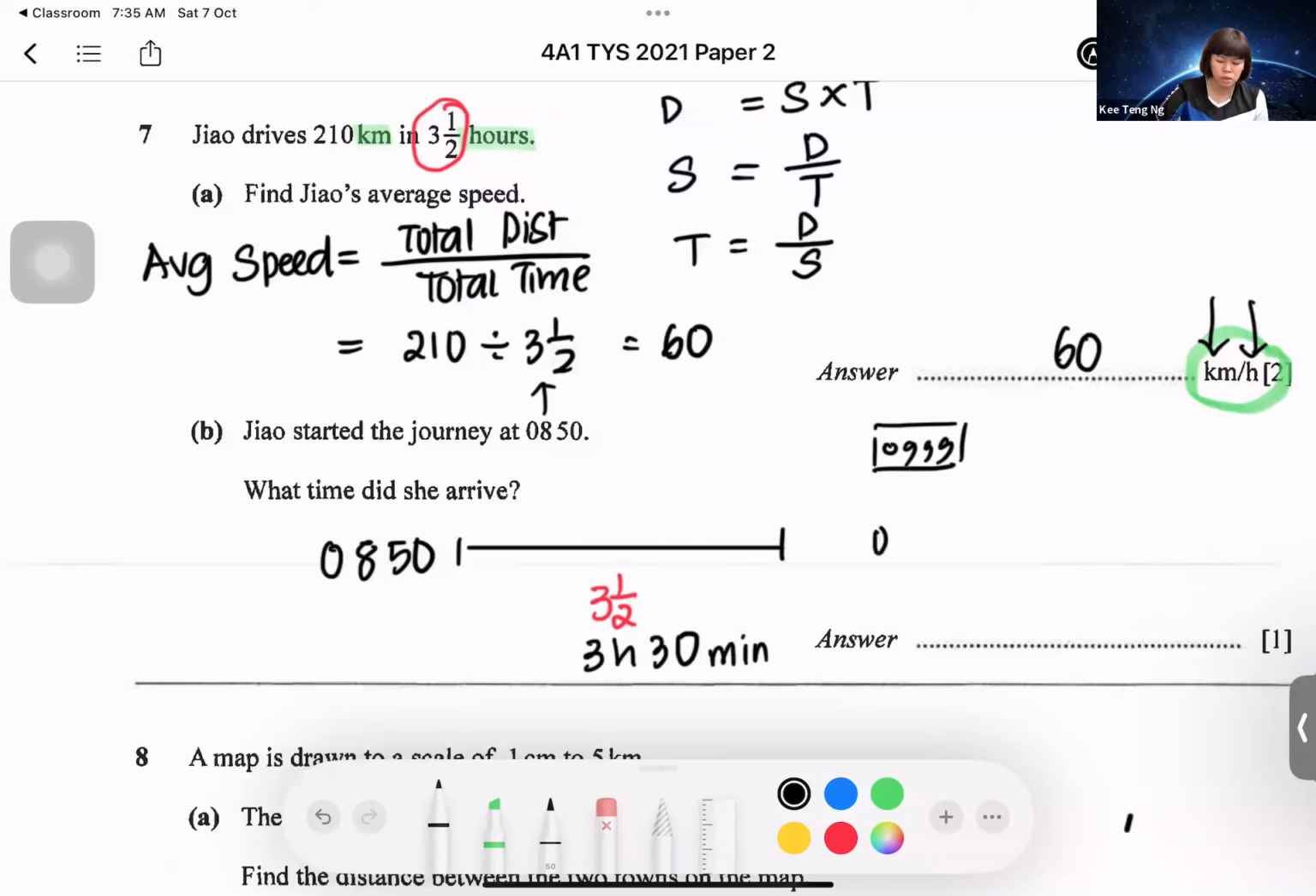So this one will be 08 hours 50 minutes plus 3 hours 30 minutes. I'm writing it down for you to see. But in the actual exam, you need not write this kind of working. So that will give you 12 hours 20 minutes, which is 12:20, the time in 24-hour clock notation that she arrived. Okay, have you gotten your answer? So in the exam, this one you don't write. You leave this one out. Okay.